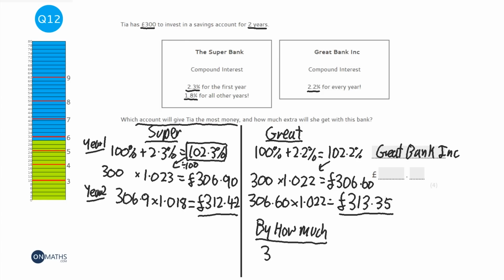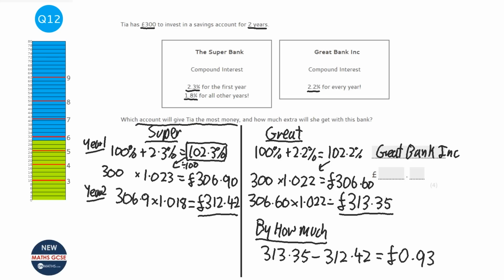So I'm going to do 313.35, take away 312.42. And I get the answer of 93p, so £0.93.